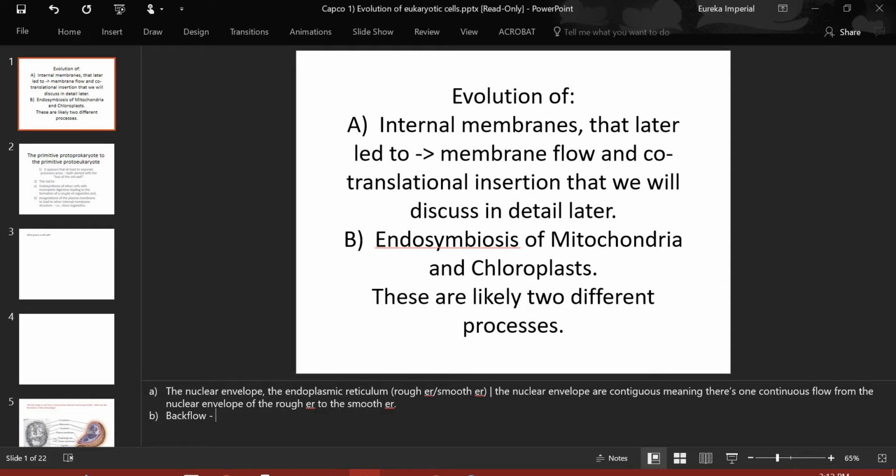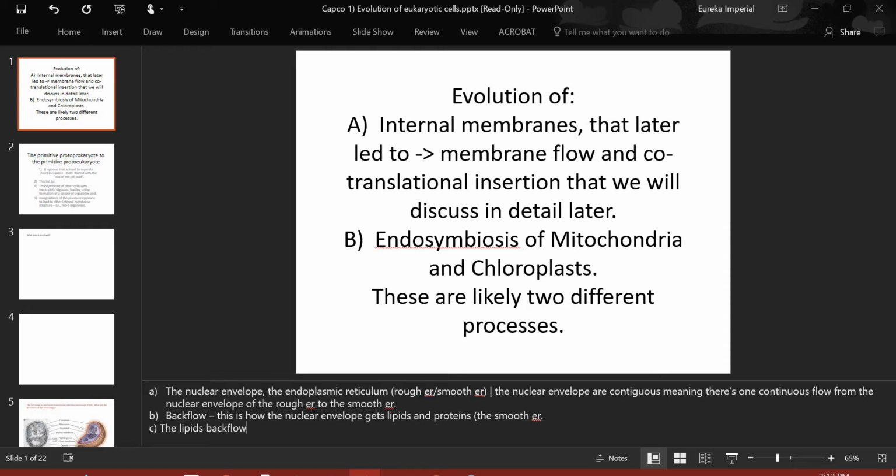Backflow. Why is that so important? Because that's how the nuclear envelope gets lipids. That's how the nuclear envelope gets proteins. Lipids are going to be synthesized in the endoplasmic reticulum. Some people would say specifically the smooth endoplasmic reticulum. And proteins are going to be synthesized in the rough endoplasmic reticulum. The lipids backflow into the rough endoplasmic reticulum, and then they backflow into the nuclear envelope, not the nucleus, the nuclear envelope.